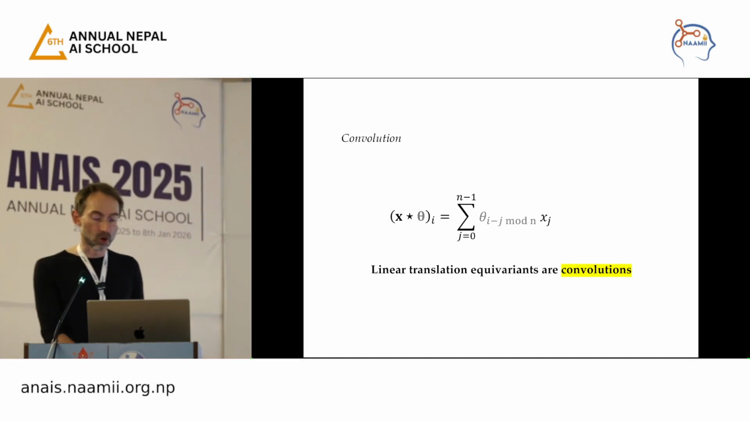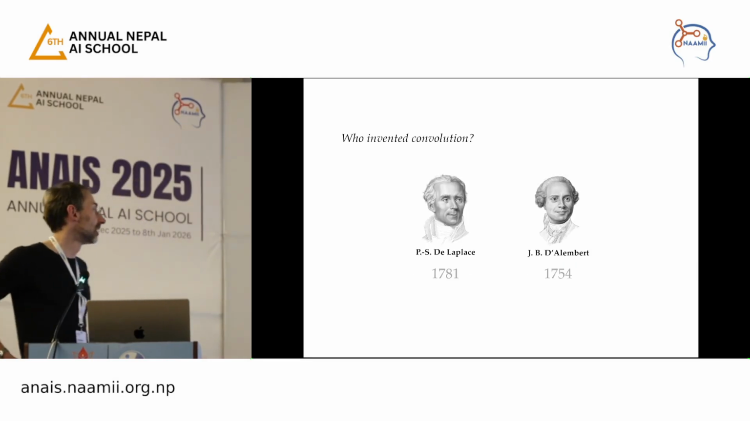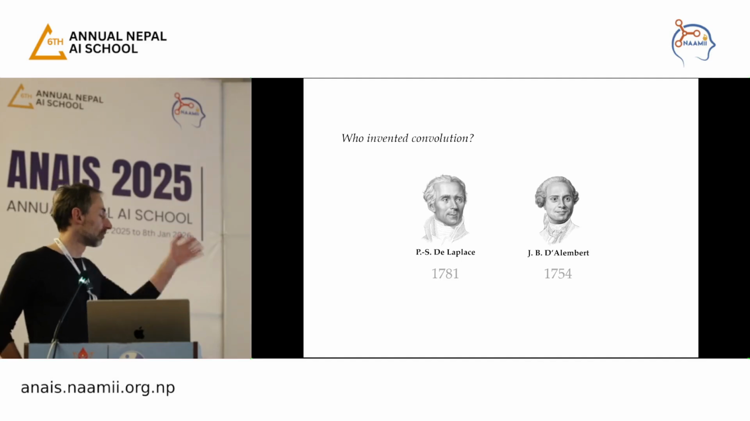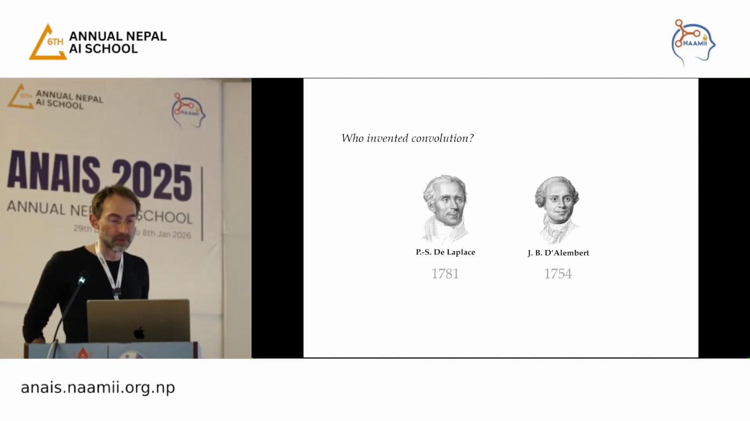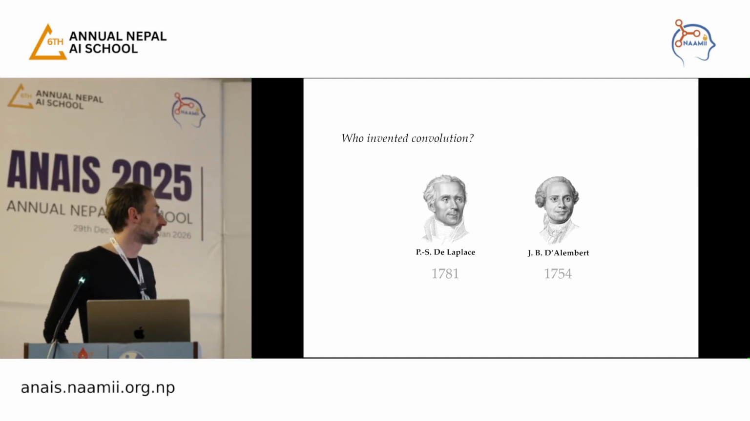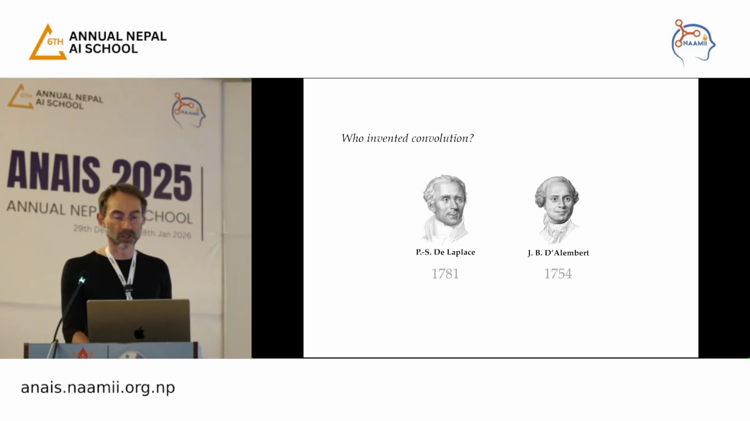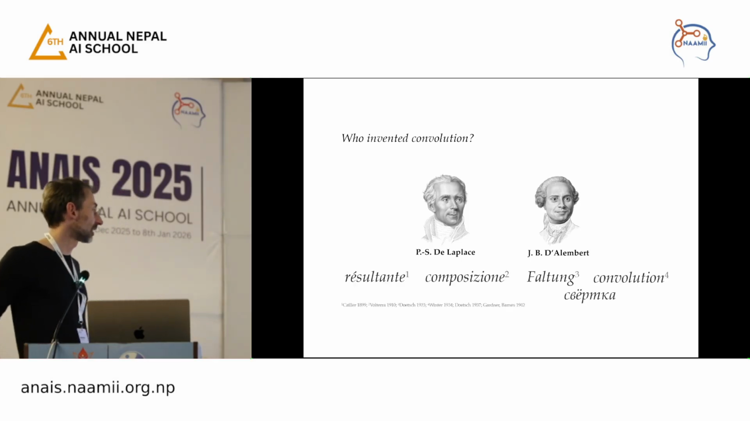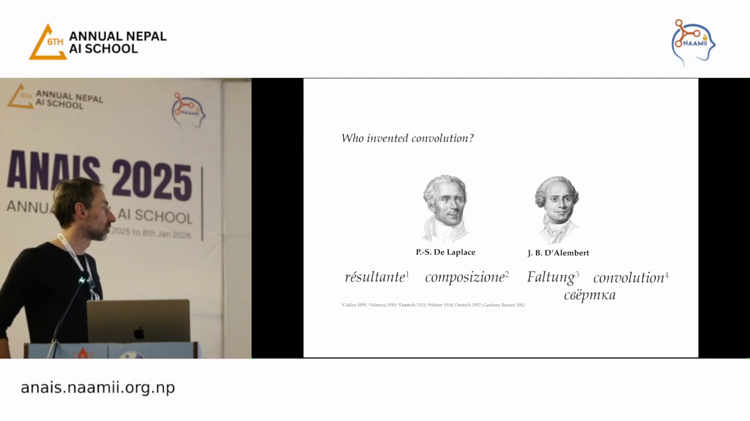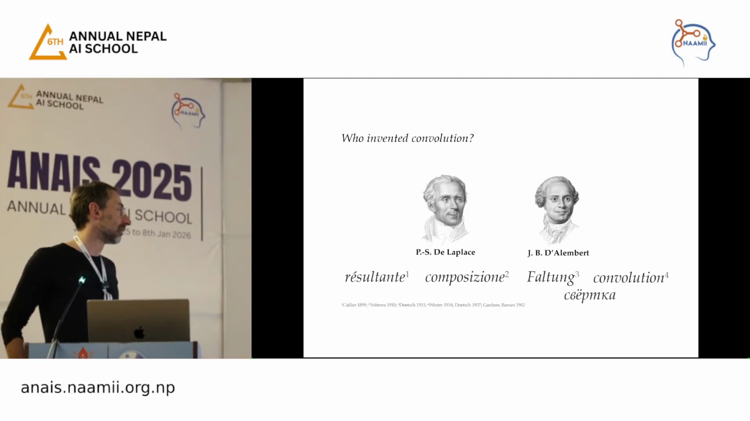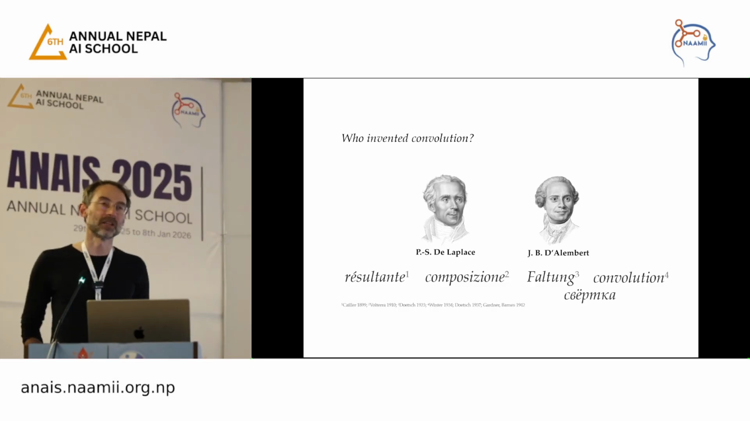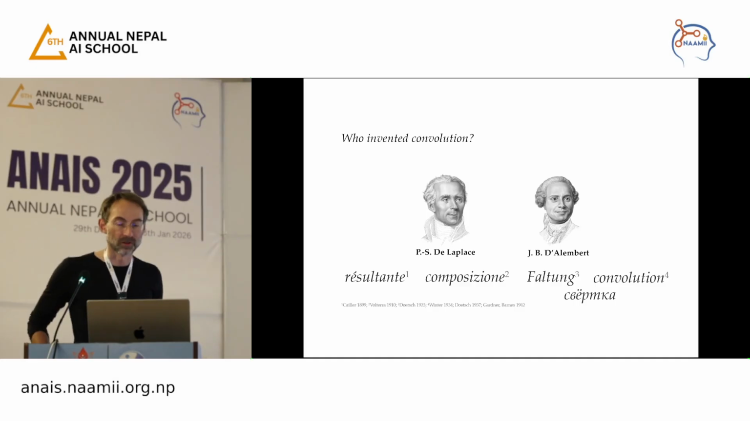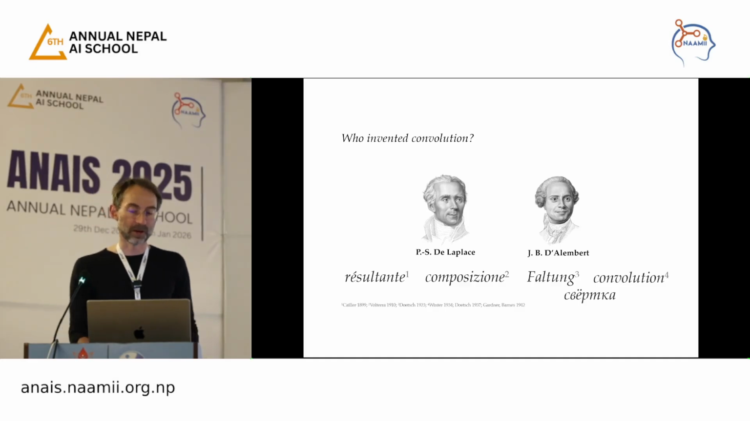Now, convolution has a long history, and there is a debate about who actually invented it. Some different sources attribute it to Laplace, but I think D'Alembert was the first to introduce it, and it was not called convolution initially. It had multiple names, and convolution appeared, I think, in the 20s or 30s in the English literature as a translation from German. So it's a relatively recent naming convention.